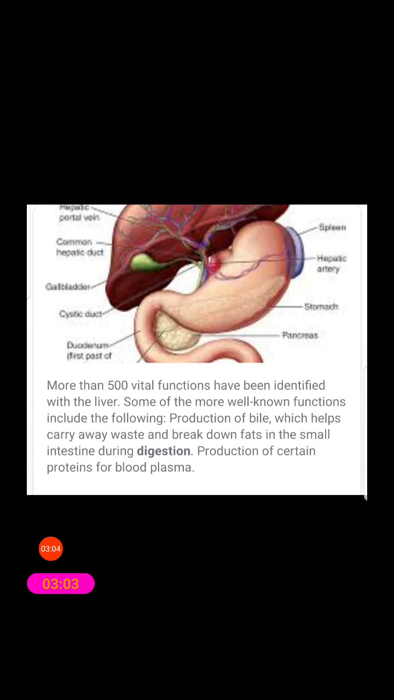Liver. More than 500 vital functions have been identified with the liver. Some of the more well-known functions include the following. Production of bile, which helps carry away waste and break down fats in the small intestine during digestion. Production of certain proteins for blood plasma.